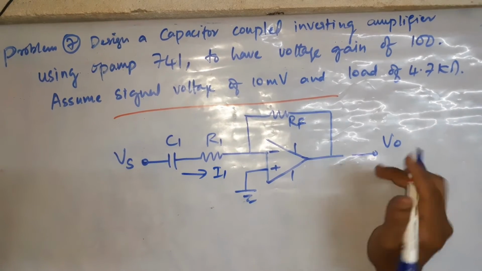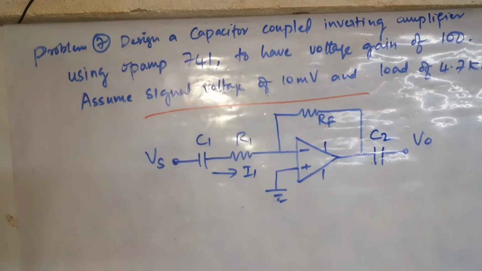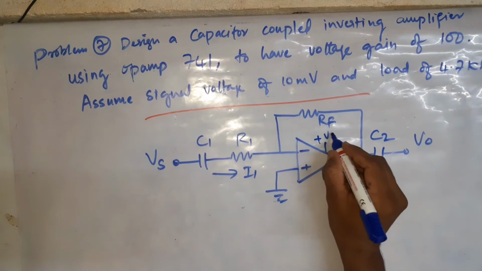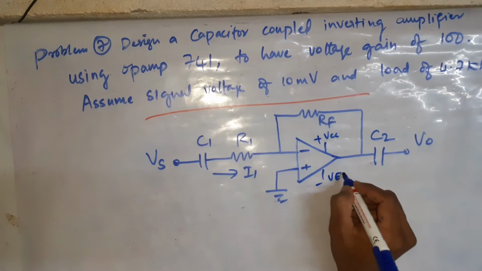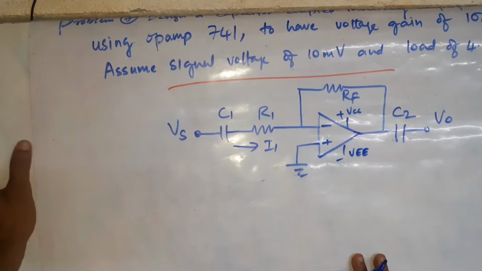Here will be your C2. C2 will be this. Don't forget this VCC, minus V. You will lose half marks there if you forget that.